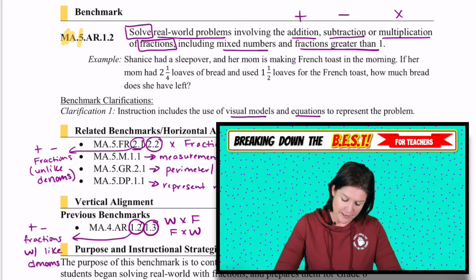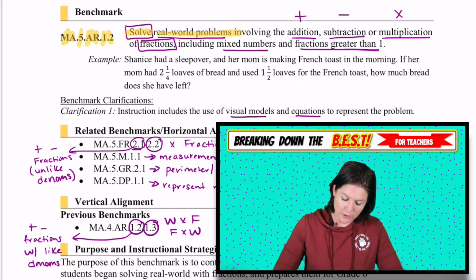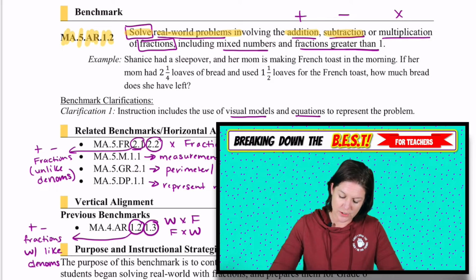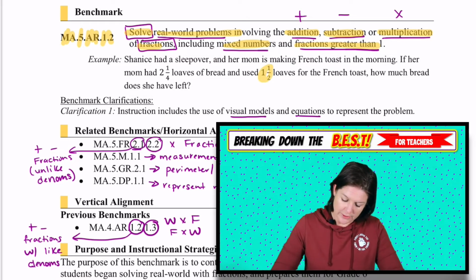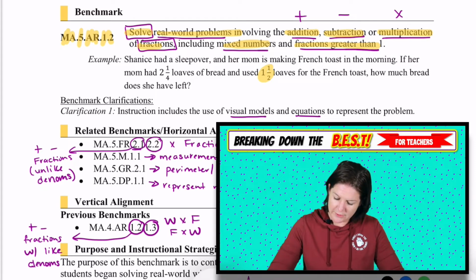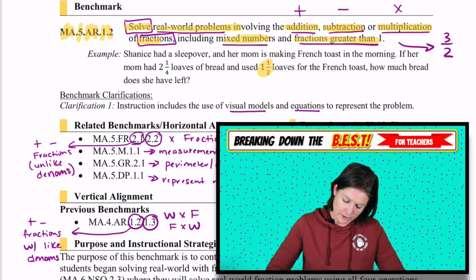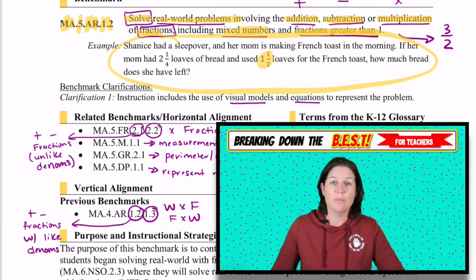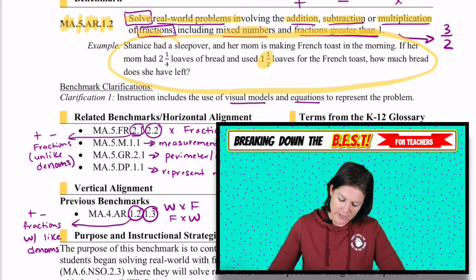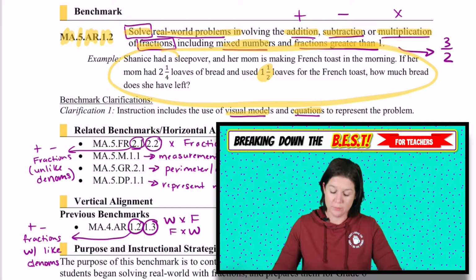It's MA.5.AR.1.2. This standard says to solve real-world problems involving the addition, subtraction, or multiplication of fractions, including mixed numbers and fractions greater than 1. So mixed numbers are like these that have the whole number and the fraction, and a fraction greater than 1 would look like this, where our numerator is greater than the denominator. I give you a nice example right there of what these real-world problems might look like. And it says in the clarifications that instruction includes the use of visual models and equations to represent the problem.